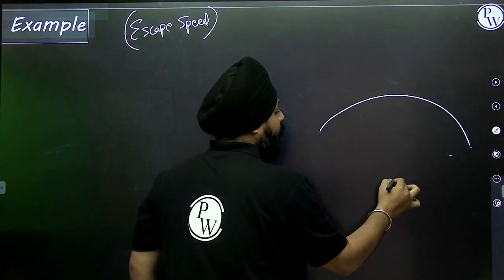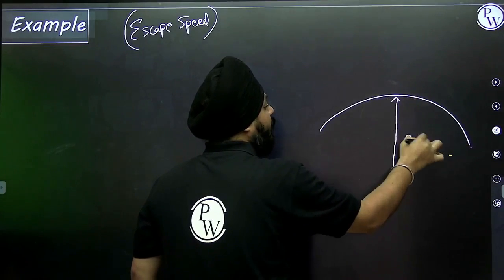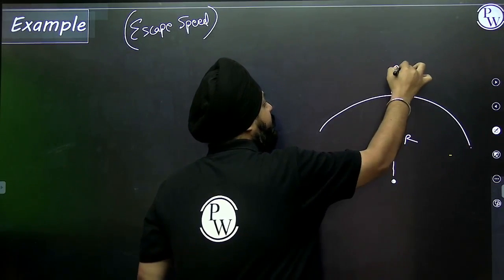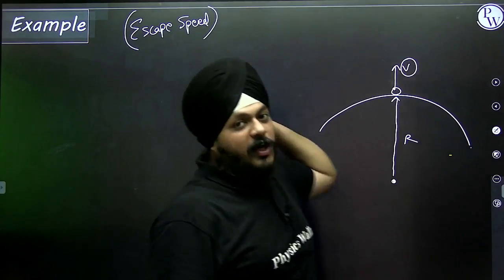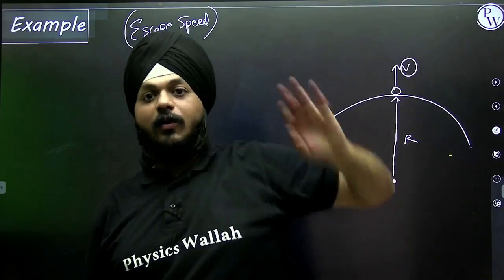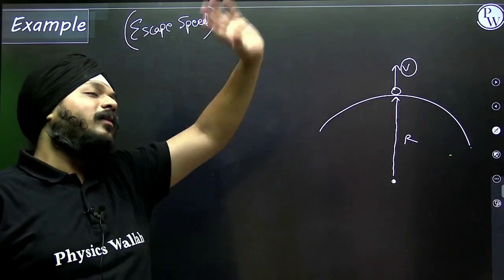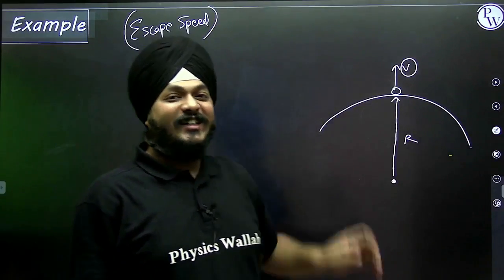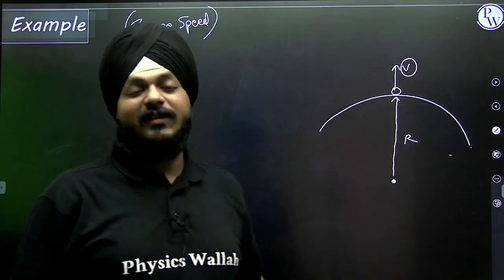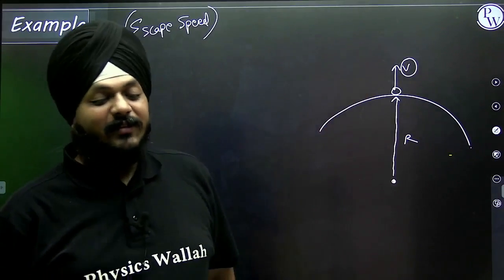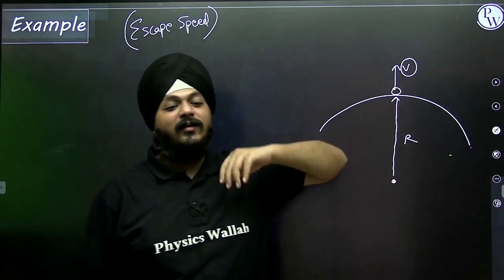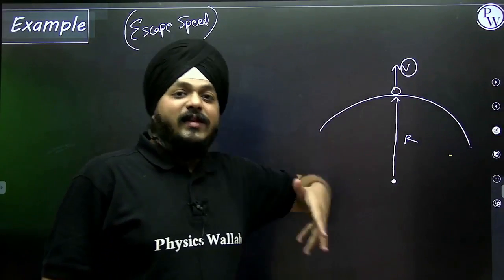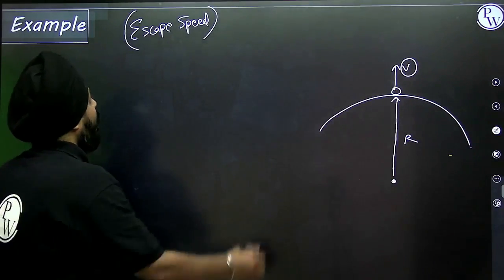This is the surface of the earth, radius of the earth. A particle is released in such a way that it can escape the gravitational field of the earth. Again, with what velocity should it be projected? So that's an exact definition of the escape speed, right?